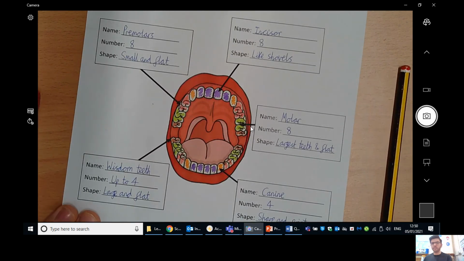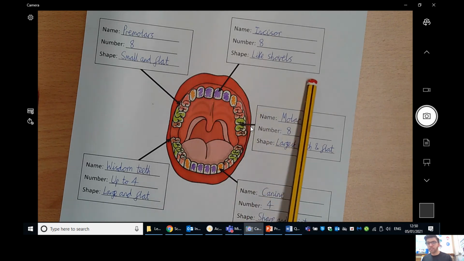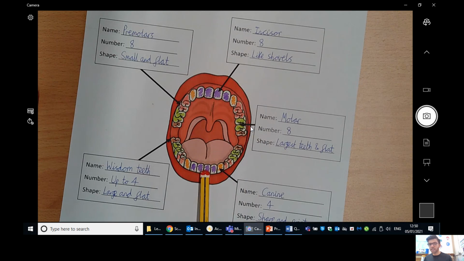So guys, this is a sheet that I whipped up earlier. Hopefully you've got something that looks a bit like this. So we've got, again, those incisors over here that we have 8 of, 4 at the front at the top and 4 at the bottom. Then those canines in the 4 corners over here, and we've got 4 of those, they're sharp and pointy.